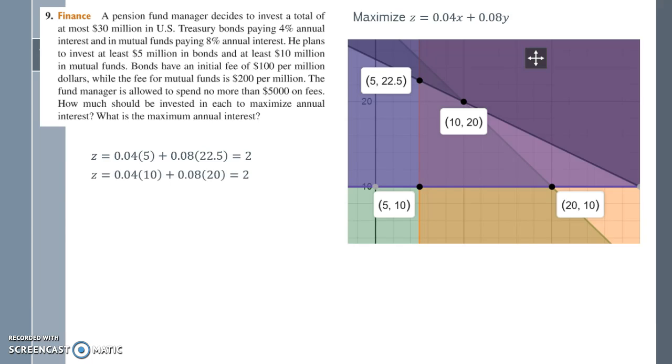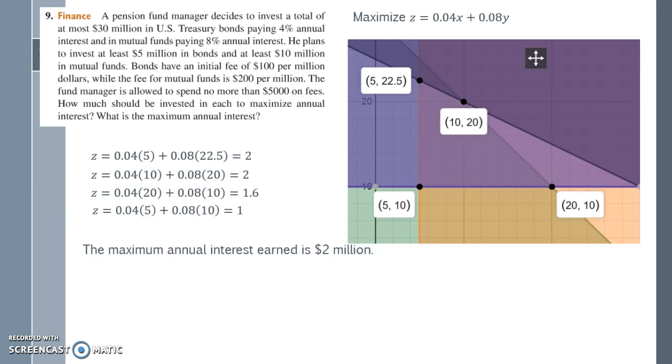Plugging in (10, 20), I end up with 2 as well. Plugging in (20, 10), I end up with 1.6. And when I plug in (0.5, 10), I end up with the value of 1. Notice here that we have 2 different options for the maximum value. The maximum annual interest earned is $2 million because we're in millions as it states above in the problem. So that answers the question, what is the maximum annual interest?